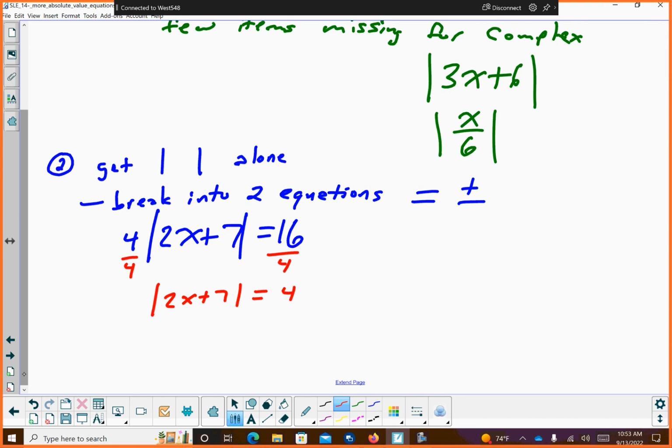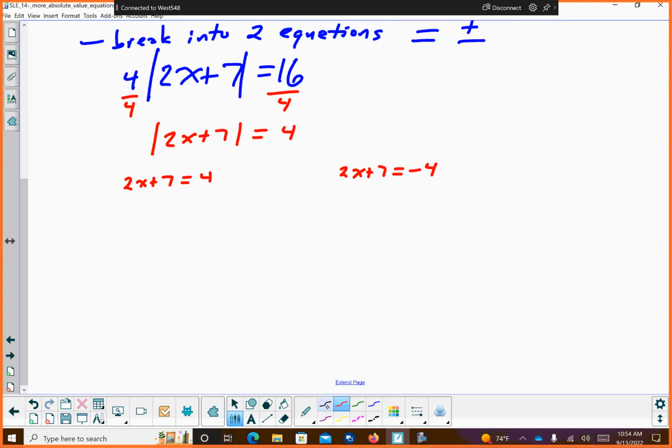Okay. Break into two equations. Oh, wait a minute. Break into two equations. So it's going to be equal to a positive and a negative. We'll drop the absolute value. So one equation is going to be this: 2x plus 7 equals 4. What's the other equation going to be? Yeah, 2x plus 7 equals negative 4.